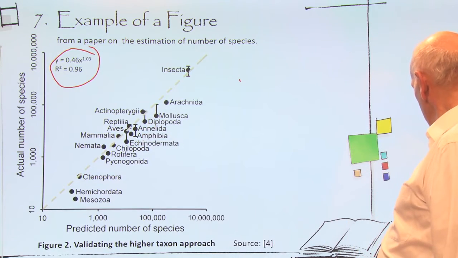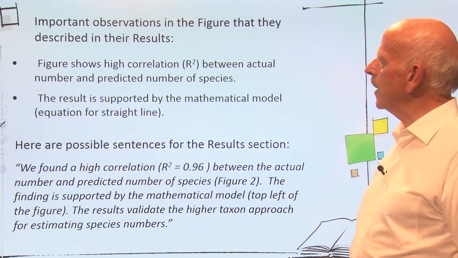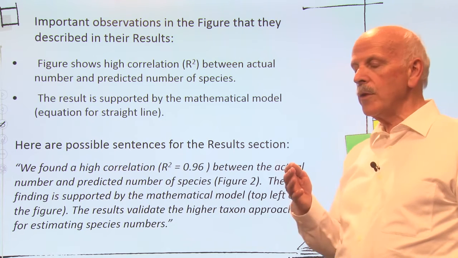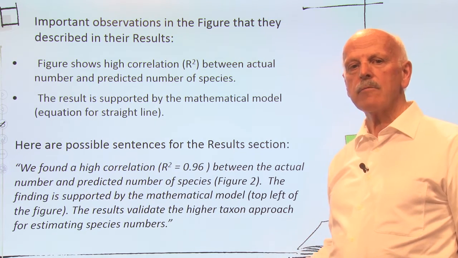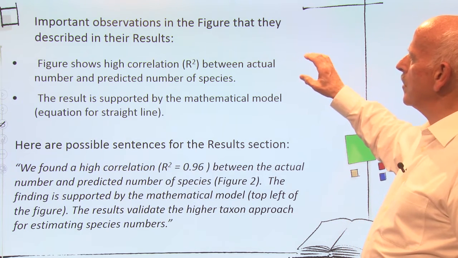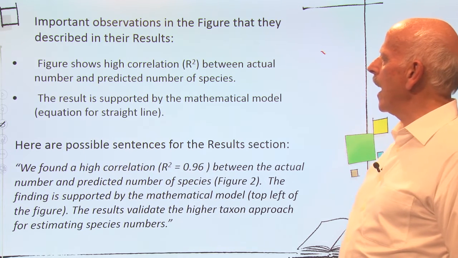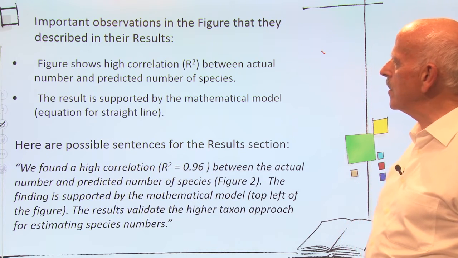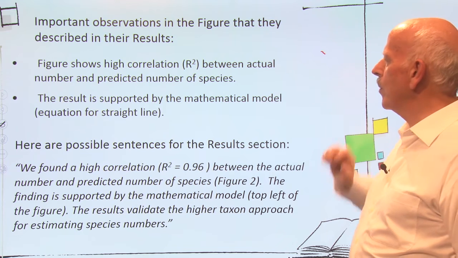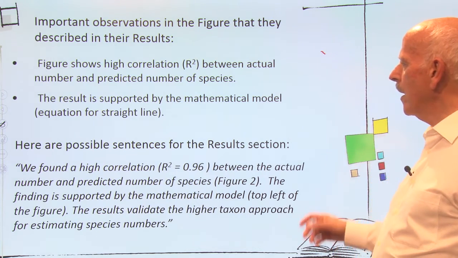So let's summarize that. These are the observations based on that figure that you would describe in the written part of the paper. So here are the two observations one more time. The figure shows high correlation between actual number and predicted number of species. The result is supported by a mathematical model, equation of a straight line.